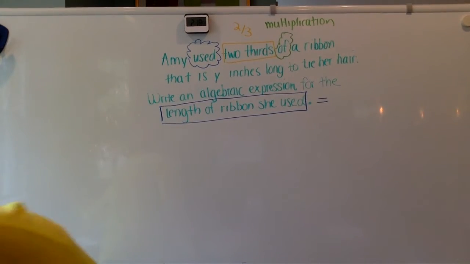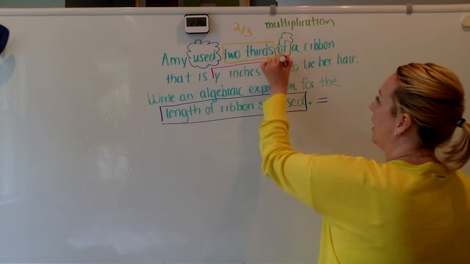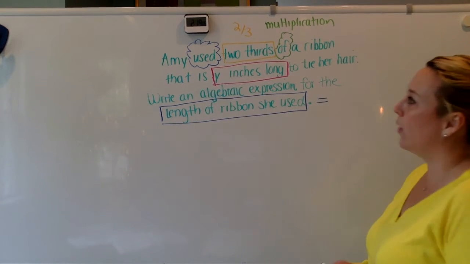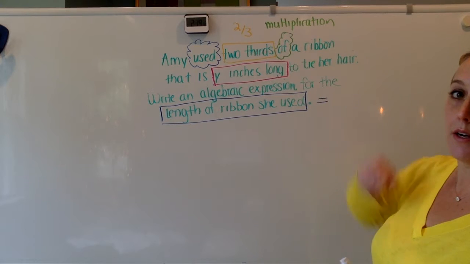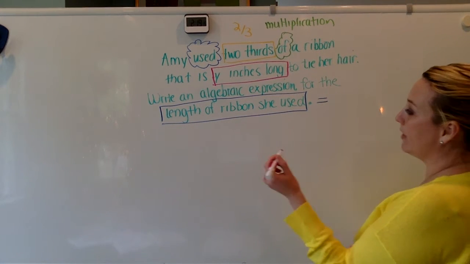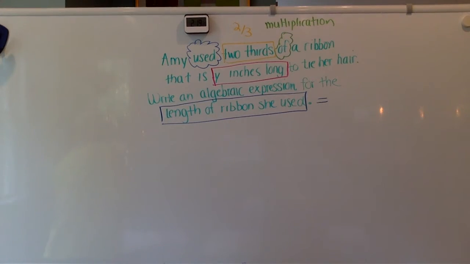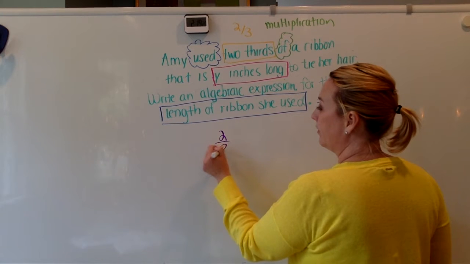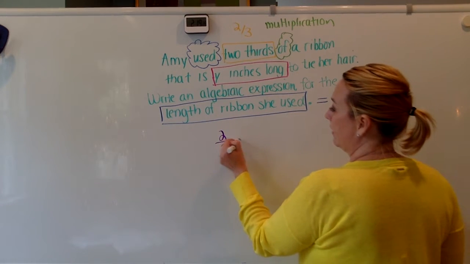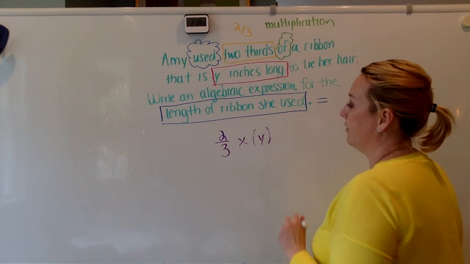So we know it's ribbon. That's specific to the problem. So I'm not really going to circle that, but it is important that it was y inches long, y inches in length. So what did she use? She used 2/3 of a ribbon that is y inches long. How would we write that as an algebraic expression? She used, I like my colors, you know that. She used 2/3 of, which is like times, a ribbon that is y inches long.